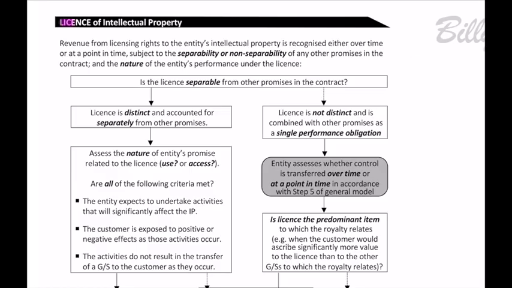Accounting for revenue from licensing fees of intellectual property, there are two factors to consider. First, whether the license is a separate performance obligation under the contract, and the nature of the licensing arrangement. Is the license separable from other performance obligations in the contract? Yes or no? First of all, we'll talk about yes, which means the license is a distinct performance obligation in the contract and is to be accounted for separately.